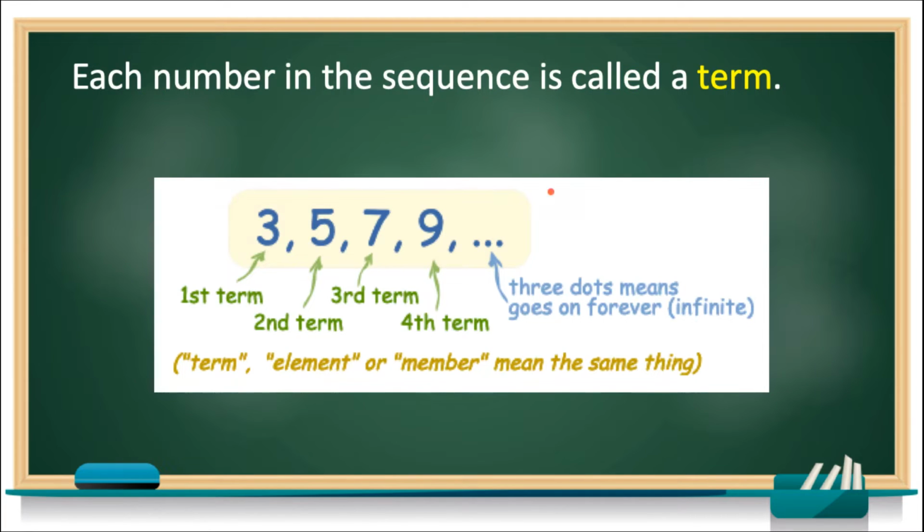Each number in the sequence is called a term. So the 3, 5, 7, and 9 are the terms in the sequence. And since the numbers are in order, we will say its position as first term, second term, third term, fourth term, and so on. Sometimes you will hear the word element or member. They just mean the same thing. But for now, we will use the word term.